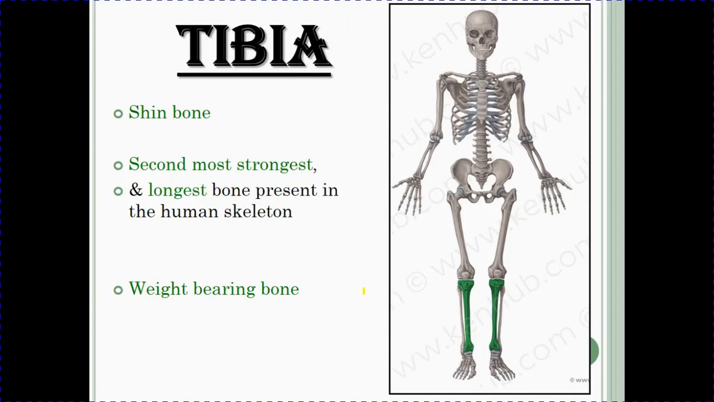Okay, Bismillahirrahmanirrahim. Tibia. Tibia is also called the shin bone. It is the second strongest and the second longest bone present in the human skeleton. The strongest and the longest bone present in the human skeleton is the femur, and tibia is the second longest and the second strongest bone present in the human skeleton.